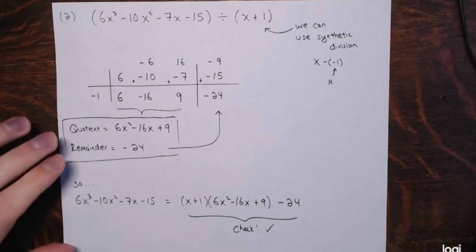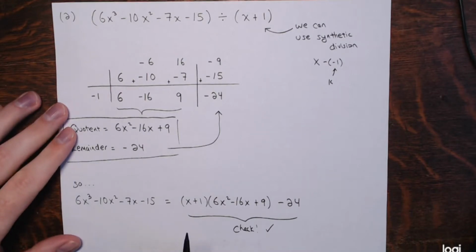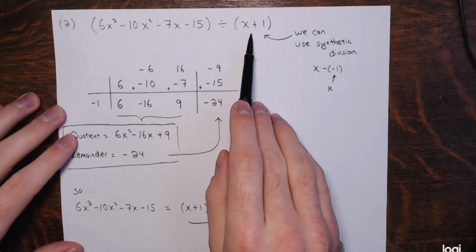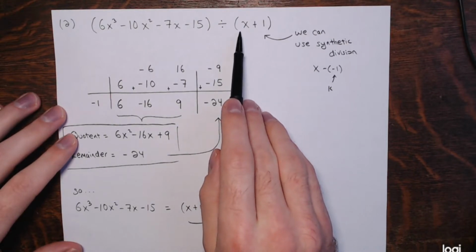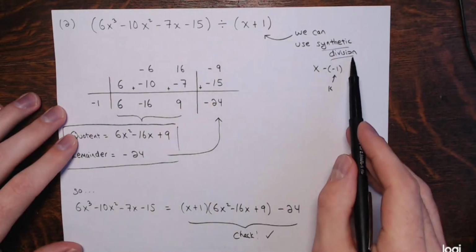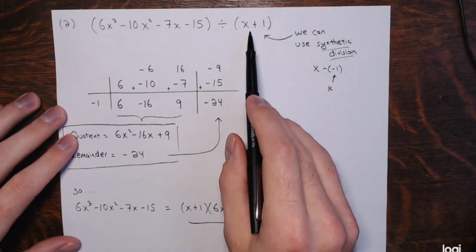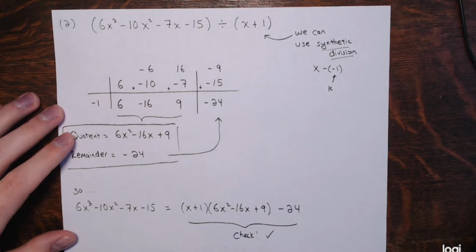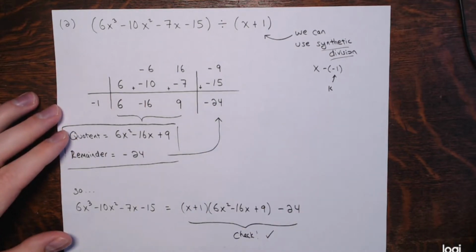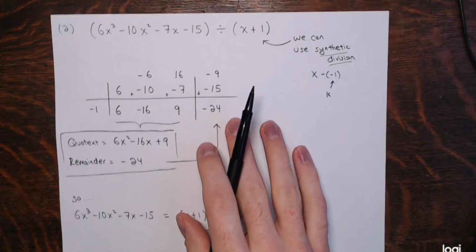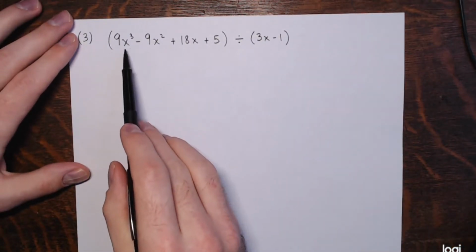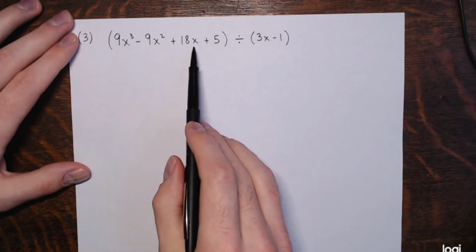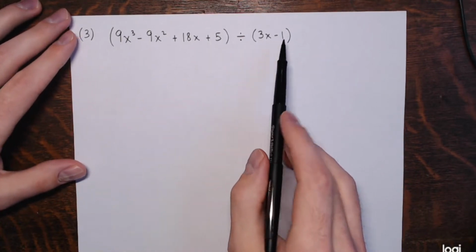Okay, so far it's just been a couple examples, but so far, the divisor has been a degree 1 with a lead coefficient of 1, so we could use synthetic division. But what if it's a degree 1, but the lead coefficient's not 1? Well, it's easy to fix. So like this example here. You have 9x cubed minus 9x squared plus 18x plus 5 divided by 3x minus 1.